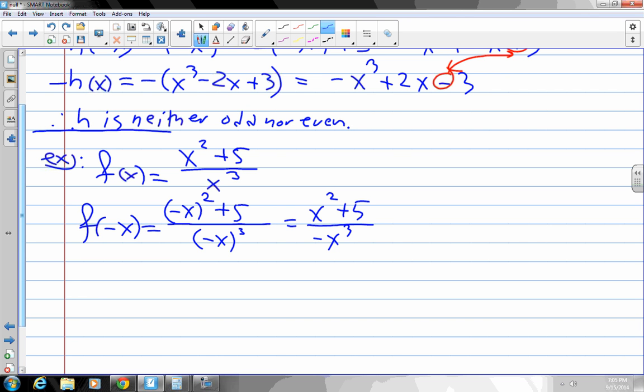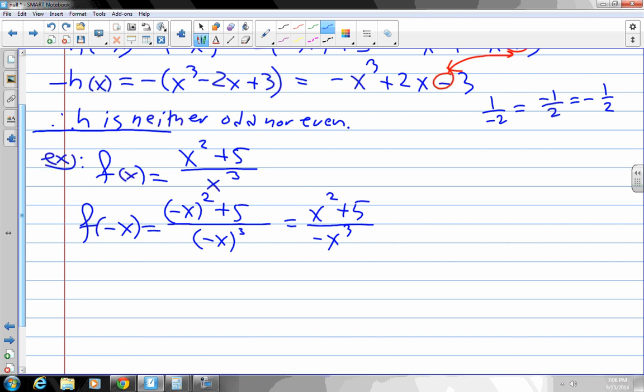Now let me ask you this question. Do you agree with the following statement? 1 over negative 2 is the same as negative 1 over 2 is the same as negative 1/2. They're all the same, aren't they? What do you mean? Well, they're the same. 1 divided by negative 2 is negative 1/2. Negative 1 divided by 2 is negative 1/2. Negative 1/2 is negative 1/2.